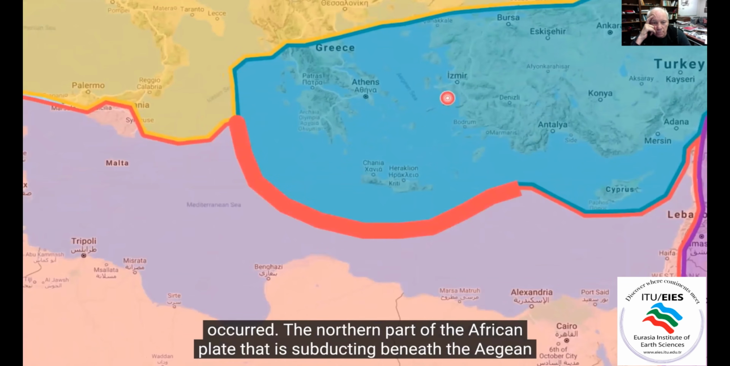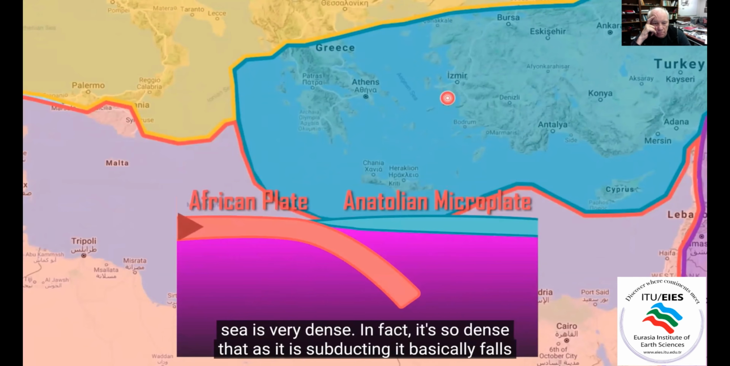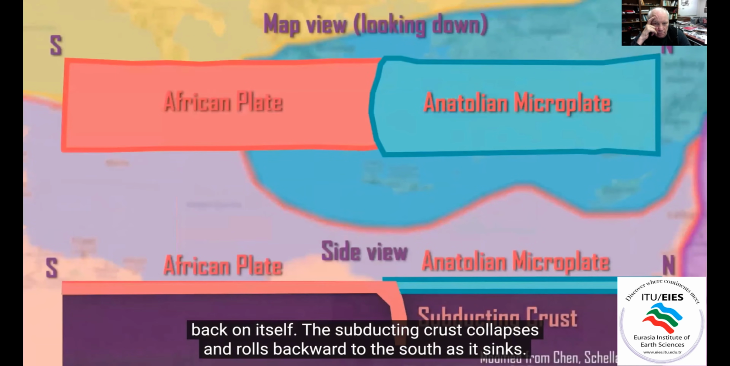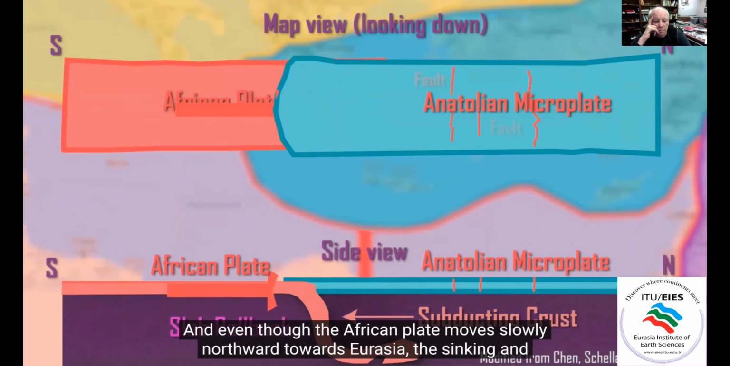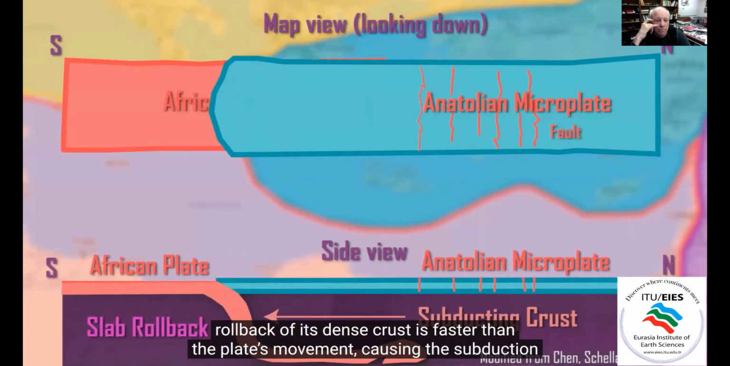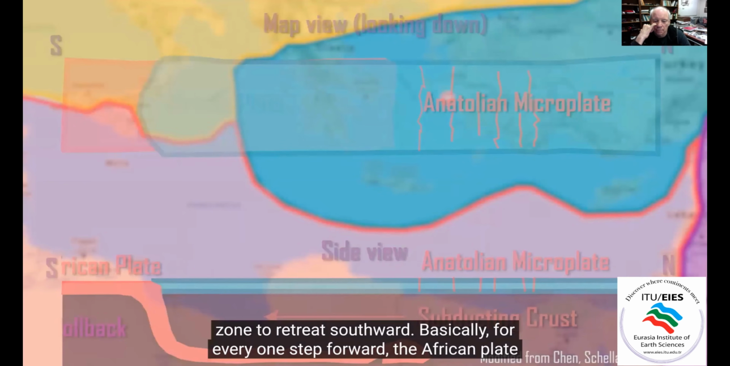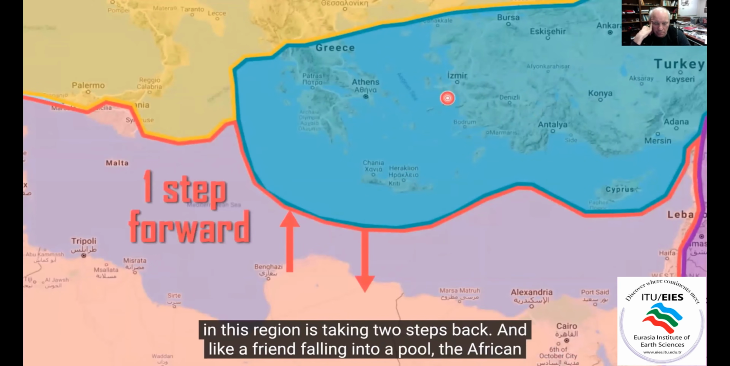The northern part of the African plate that is subducting beneath the Aegean Sea is very dense. In fact, it's so dense that as it is subducting, it basically falls back on itself. The subducting crust collapses and rolls backward to the south as it sinks. And even though the African plate moves slowly northwards towards Eurasia, the sinking and rollback of its dense crust is faster than the plate's movement, causing the subduction zone to retreat southward. Basically, for every one step forward, the African plate in this region is taking 2 steps back.